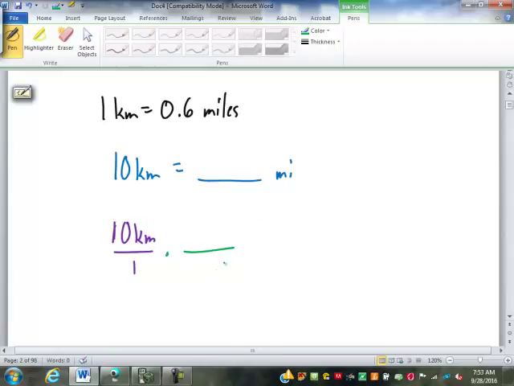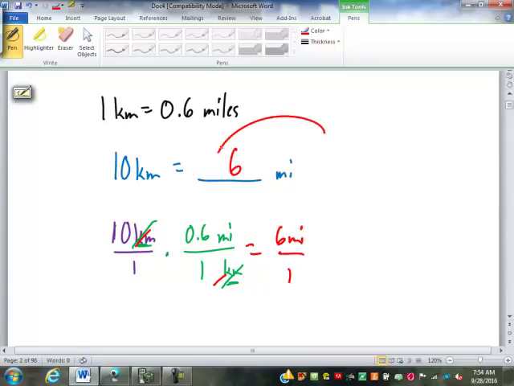Which one goes on bottom over here? We've got kilometers or miles. Which one's going to go on bottom? Kilometers. Whatever's here has to go on bottom here so that they cross cancel out. And we know that 1 kilometer is 0.6 miles. So that cross cancels. 10 times 0.6 miles is 6 miles. 1 times 1 is 1. So this is 6 miles. What do you think? Good? Okay.